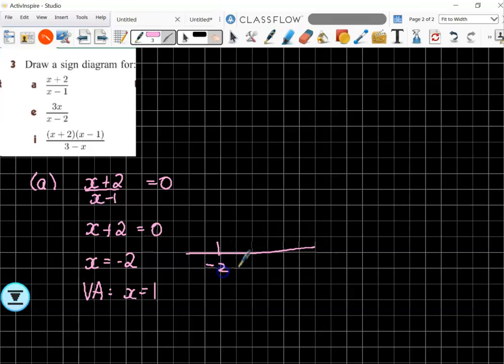Here's our -2. Here's our vertical asymptote. And now we run through that same motion. What's the value beyond 1? 10. 10 plus 2 is positive. 10 take 1, positive. Bang. What's a number in between -2 and 1? 0. Excellent choice. 0 plus 2, 2. 0 take 1, negative. Positive divided by negative, negative. Yeah? You know where this is going. Pick a number beyond -2. Negative 10. Negative 10 plus 2, negative. Negative 10 take 1, negative. A negative over a negative, positive.